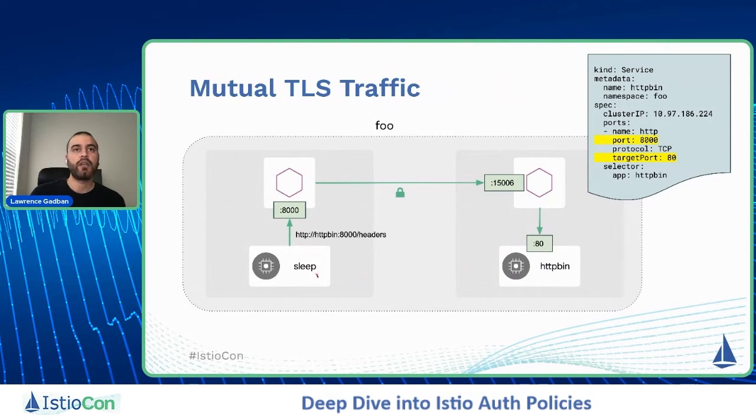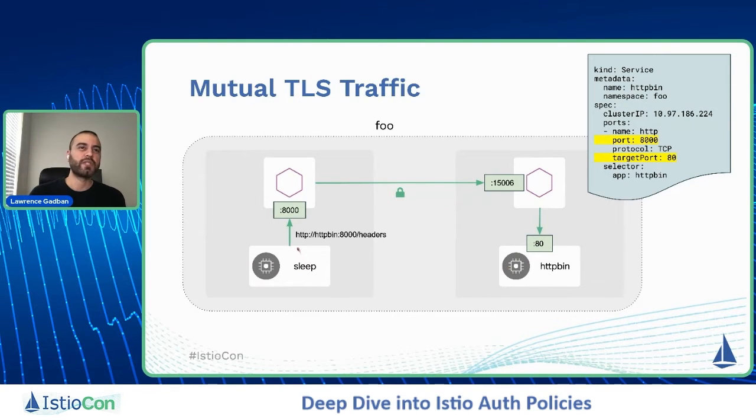The sleep pod is making a request to the httpbin service, port 8000 /headers. This httpbin service is defined over here. This is the YAML for it. What's important is that the service port is 8000, but the target port is 80. In other words, the actual workload itself is expecting traffic at port 80. So you can see that here.